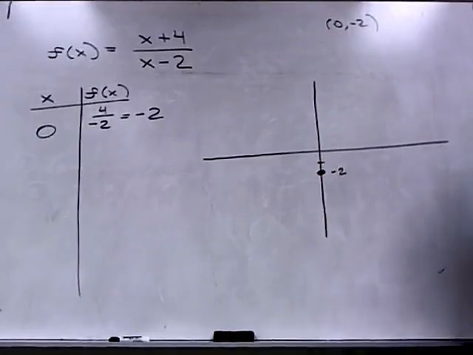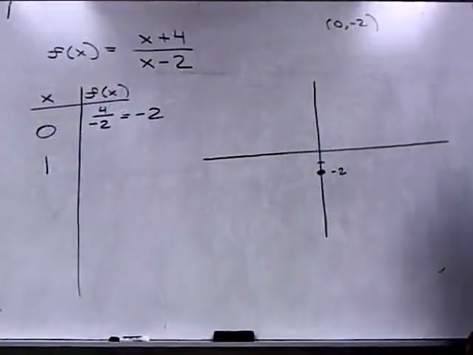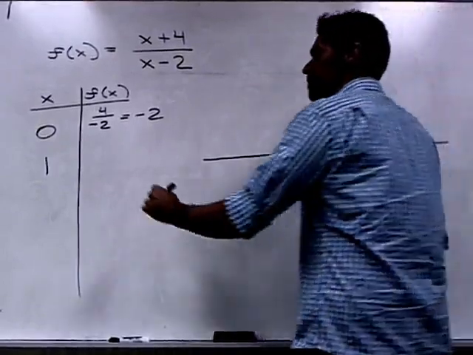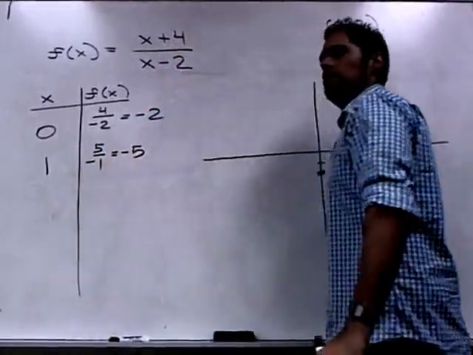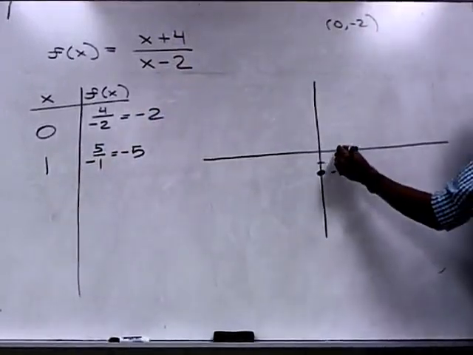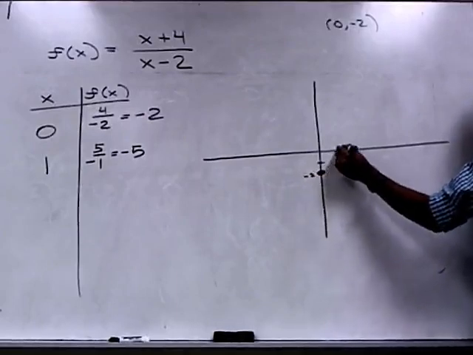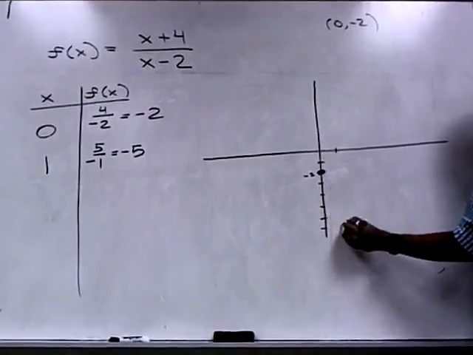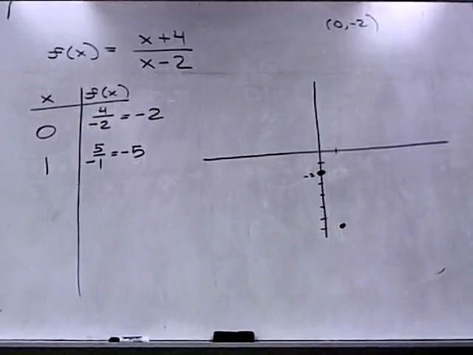Let's try another point. How about 1? Let's plug in 1. What happens if we plug in 1? We get 5 on top, right? And then what do we get on the bottom? -1, so you get -5. So now at 1, to the right, I go down 1, 2, 3, 4, 5, right? Do you all agree? Okay, and then I can keep going, right? Let's try 2.